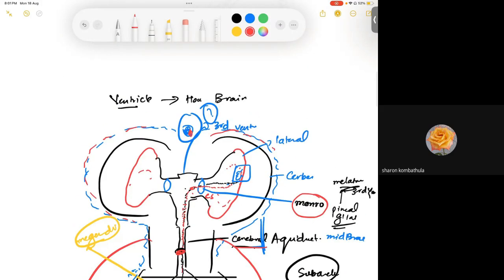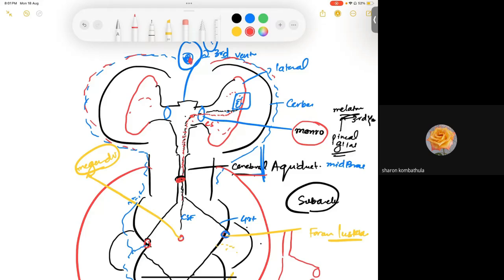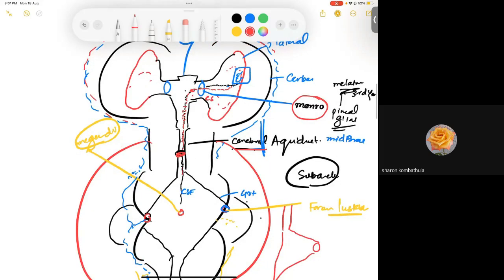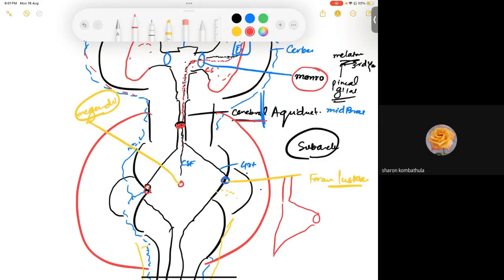We have hollow structures within the brain called ventricles. The ventricles are going to make CSF. Which ventricles do we have? In the cerebrum, we have two hemispheres having two lateral ventricles. The lateral ventricles join the third ventricle via the foramen of Monro. The third ventricle comes down via the cerebral aqueduct in the midbrain, which drains all of the CSF into the fourth ventricle.